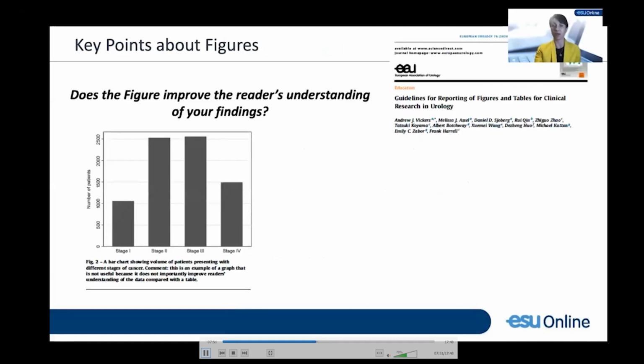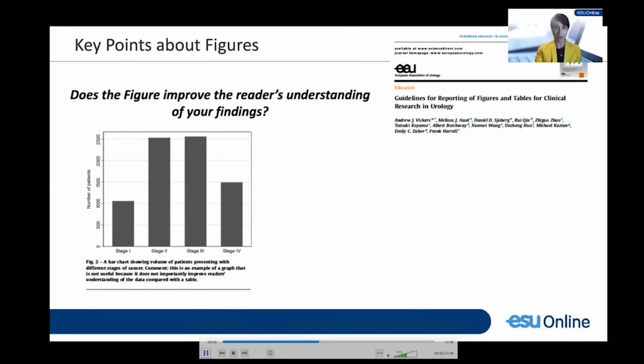So the first question you want to ask yourself at every point when you're putting a figure in your paper is, does this figure help my reader understand my findings more clearly? So here's a bar chart that shows the proportions of patients in a study with different stages of lung cancer.